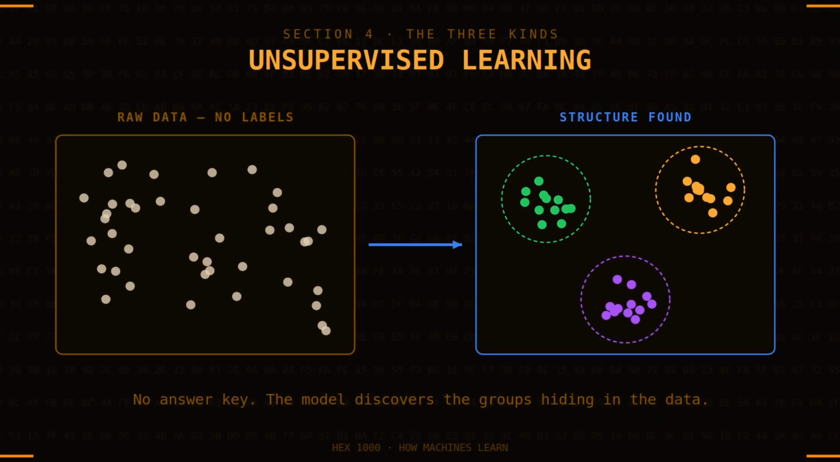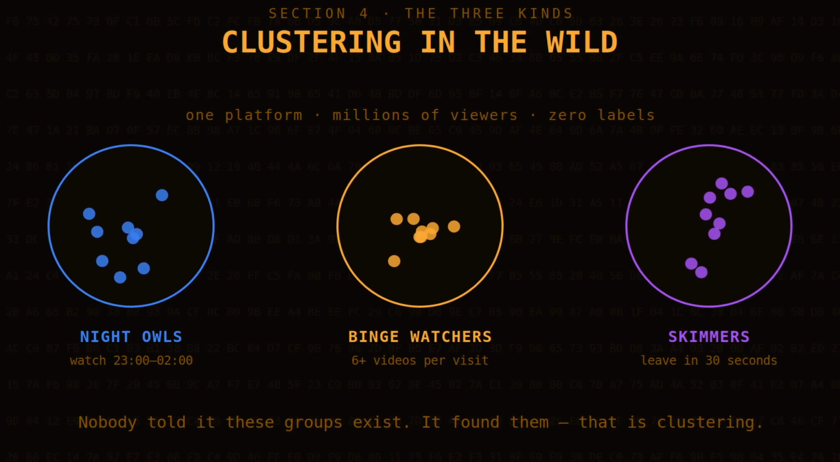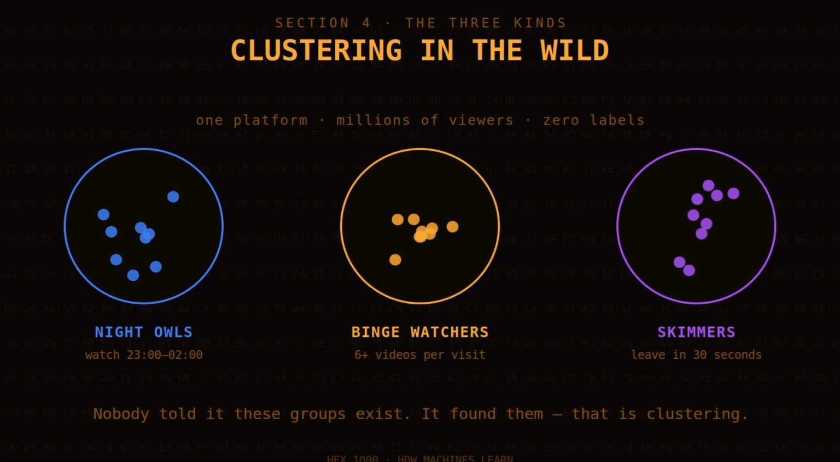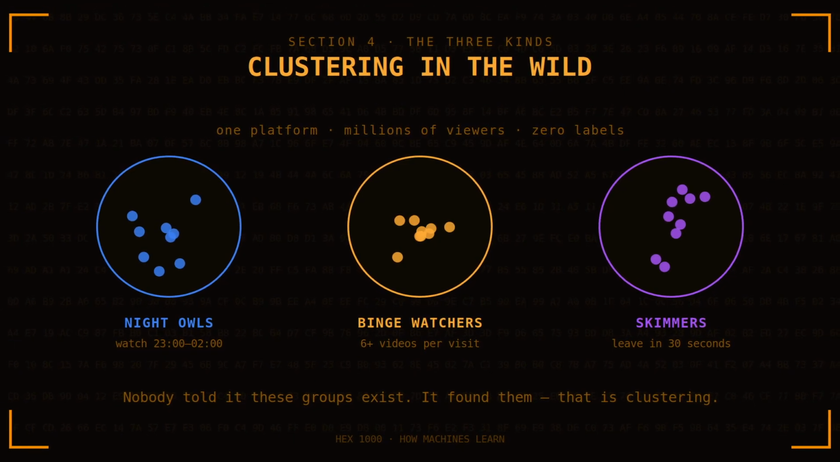Unsupervised learning is also how models learn to compress data, detect anomalies like fraud, and importantly, it's part of how large language models first learn the structure of a language, by reading enormous amounts of text with no labels at all.